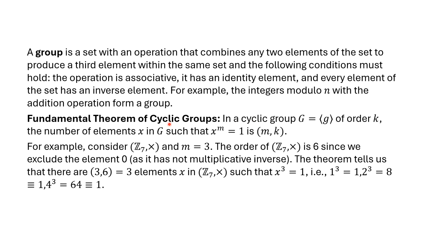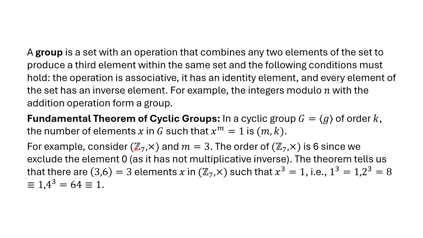And our theorem says, in a cyclic group G, generated by an element, little g, of order k, in other words, it has k elements, the number of elements x in G, such that x to the m equals 1, is the GCD of m and k. So let's look at an example to make this a little bit more concrete.